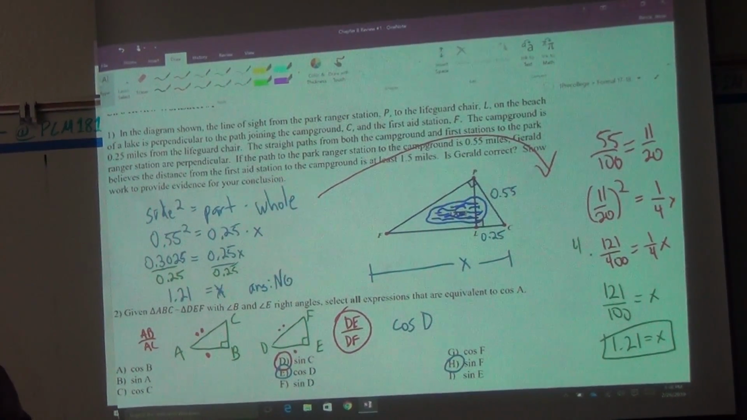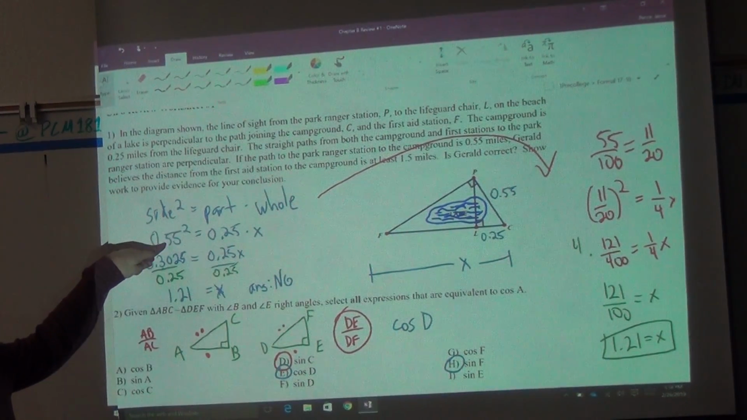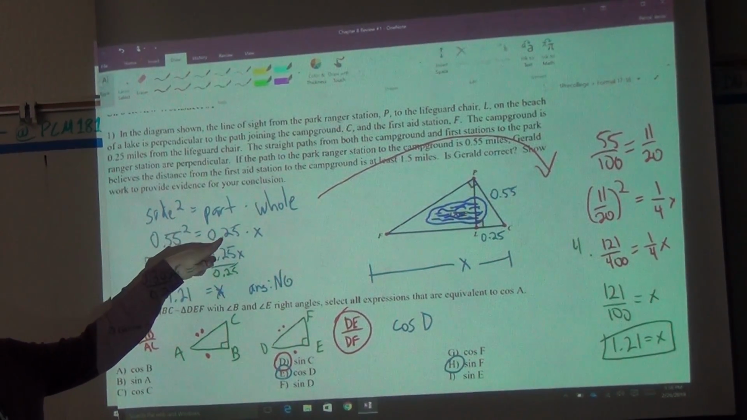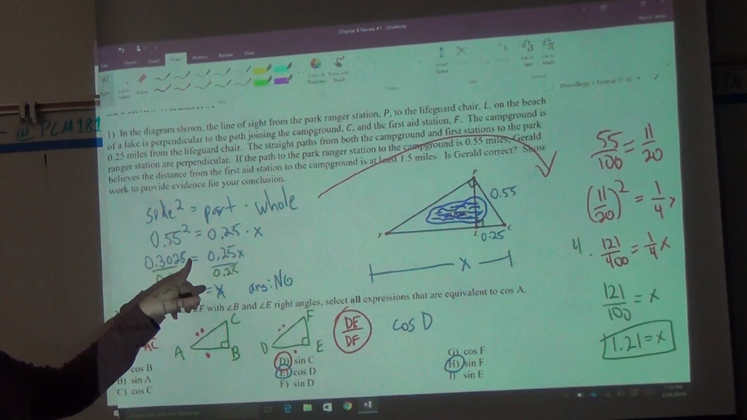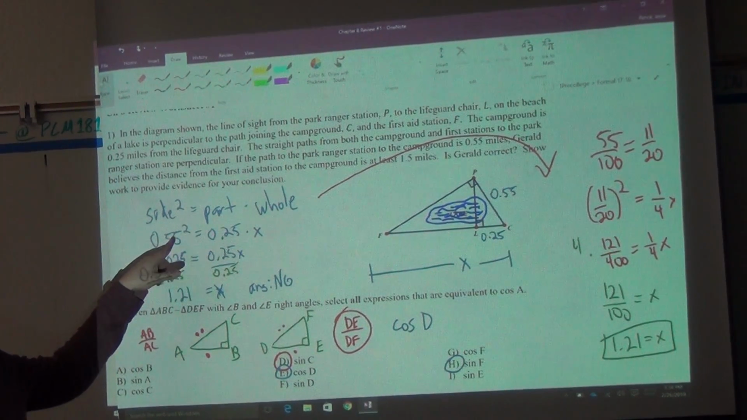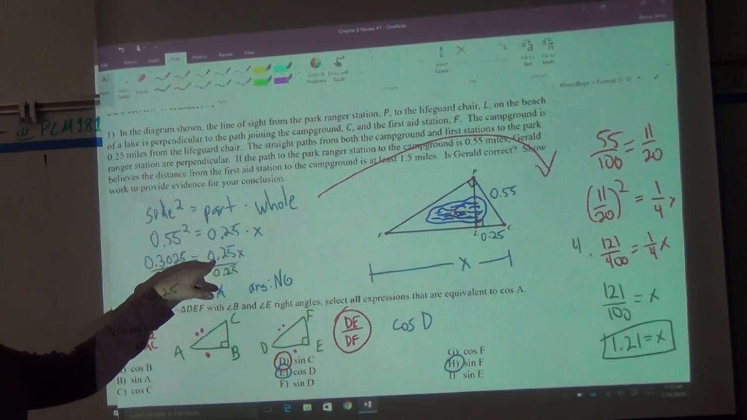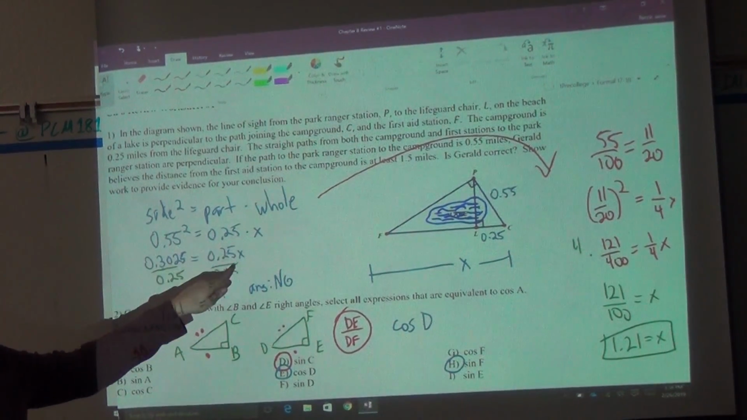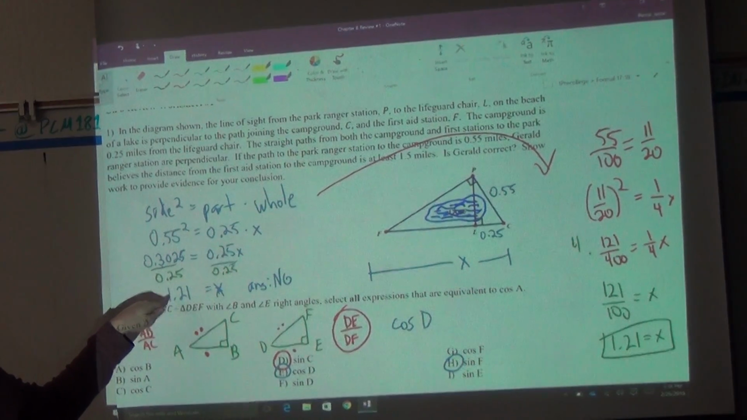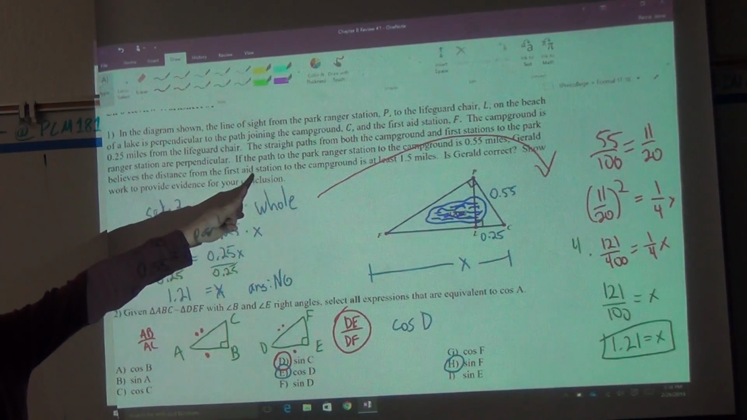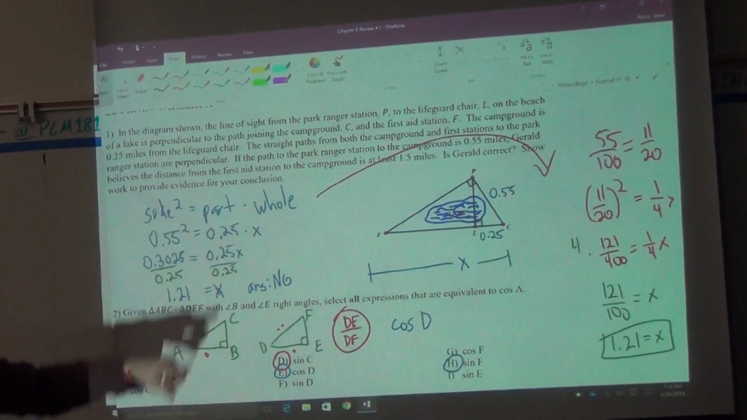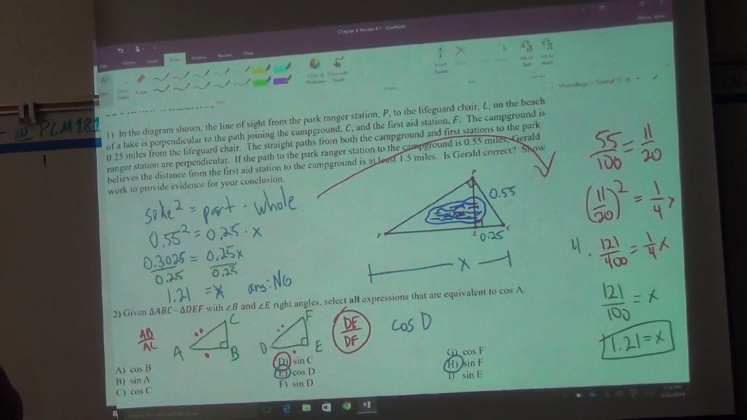We're going to use our 8.1 topic that the side squared equals the lowest part of the hypotenuse times the whole. So 0.55 squared equals 0.25 times X. We'll do some arithmetic to get 0.55 squared is 0.3025. And then we've got 0.25, we've got to divide to get X by itself, and we get 1.21. Our question was, is it at least 1.5 miles? And no, it was only 1.21 miles.